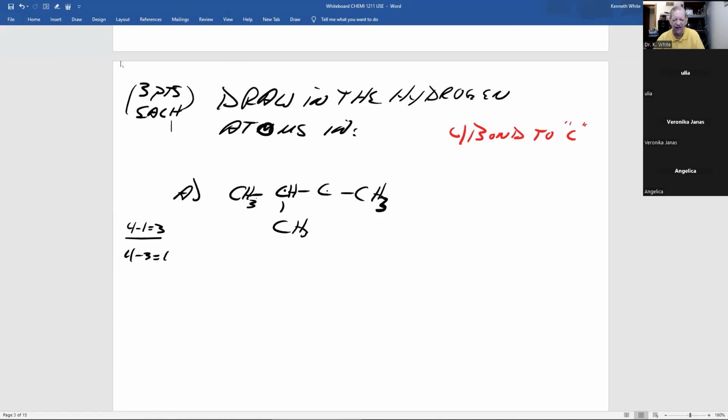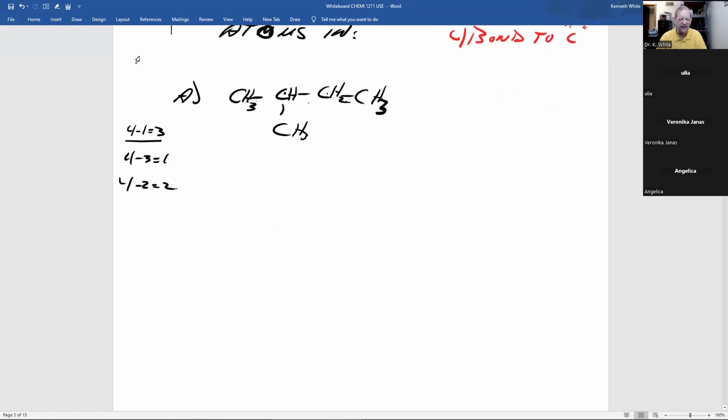And finally, this carbon, I have 1, 2 bonds. Carbon should always have 4 bonds to it. 4 minus 2 equals 2. So there's 2 hydrogens. And that's how you do it. You know something? I haven't shared the fun all afternoon. And there's some fun for you.